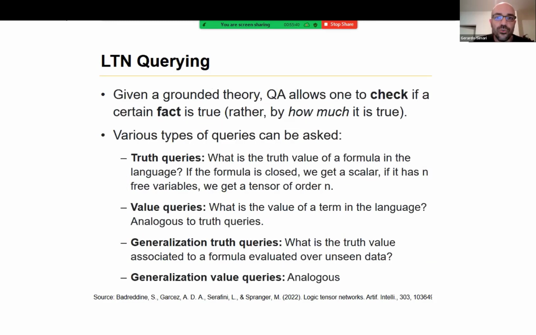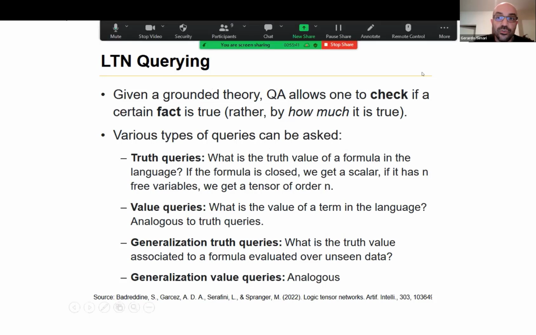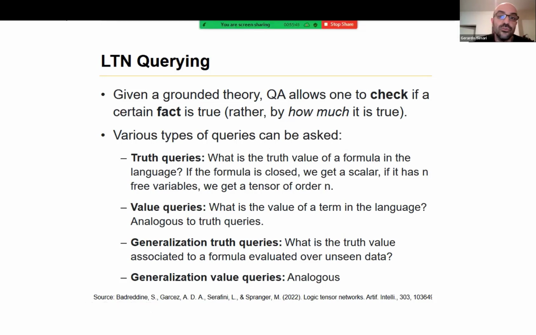All right. So for query answering, you can check if a certain fact is true or how much it is true, and you can do several types of queries. So truth queries: what's the truth value of a formula? When I say fact, I mean a whole formula, right? The truth value of a formula in the language. So if the formula is closed, as I mentioned several times, we have a single truth value, so a scalar. And if it has n free variables, we get a tensor of order n, so all the possibilities for the n free variables.